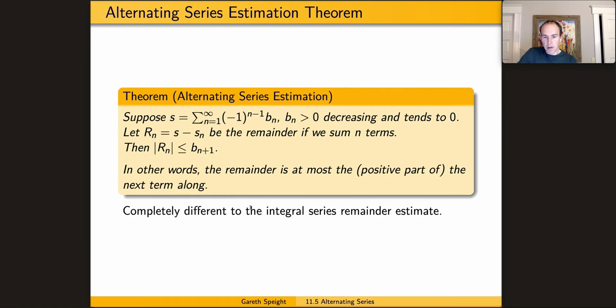Okay, so let's do an example on that. The idea of estimating remainders is the same, but the estimate we actually get is completely different. In the integral test, it depends on using the integral test. Here, it depends on having an alternating series.